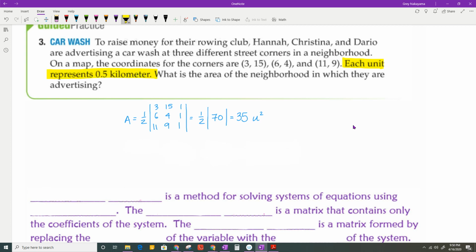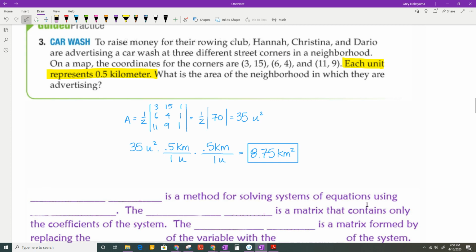So this 35 right here is 35 square units, only units. I need to change that to kilometers. So if I carry down my 35 square units, 1 unit is 0.5 kilometers. Well, that only takes care of 1 unit, so I have to write that again. And when you multiply that out, you're going to get 8.75 square kilometers.